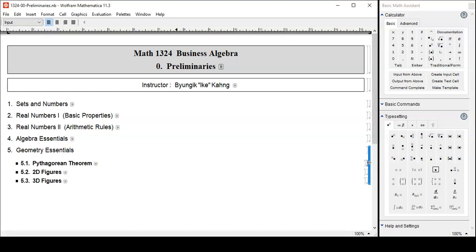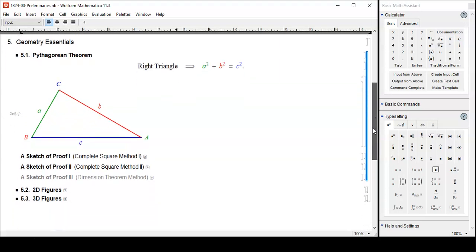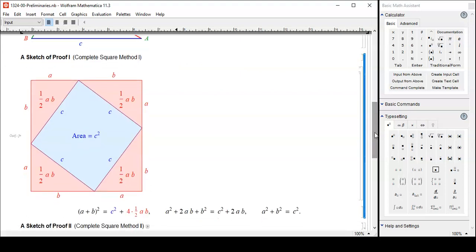Here's some geometry that you have to know for this course, and the very first is the Pythagorean theorem. Whenever you have a right triangle, a squared plus b squared is equal to c squared, where c is the hypotenuse. And a sketch of proof, this appears in our textbook, by the way.